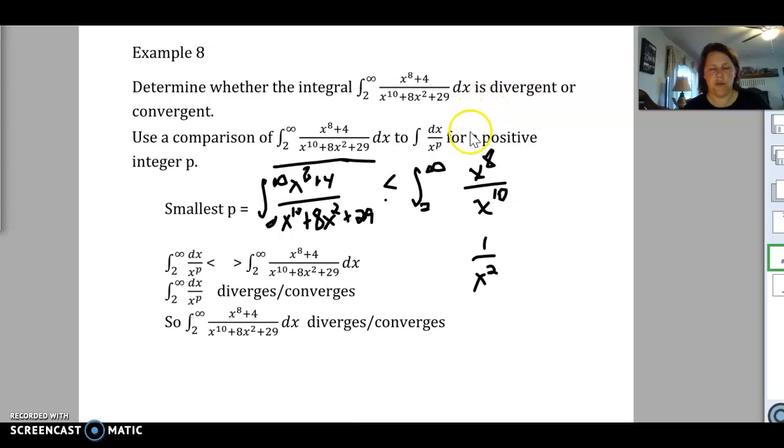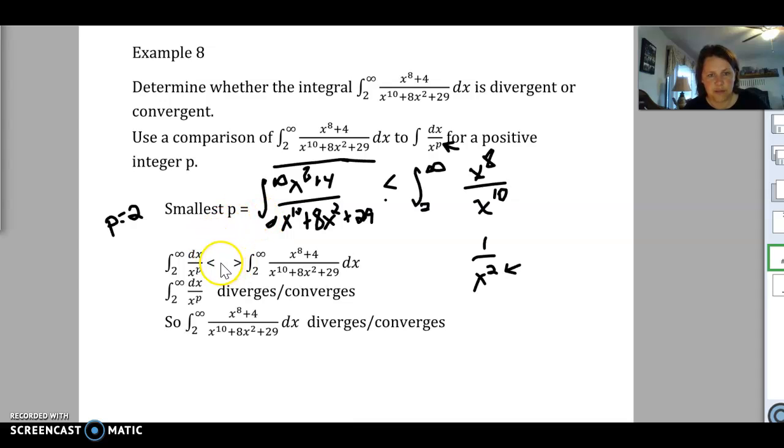So let's start looking at the questions that they've asked us here, because we are not going to integrate this. Don't worry about finding any of these integrals. We're just doing the comparisons. Use a comparison to the integral of dx over x to the p for a positive integer p. The p-value represents the exponent in the denominator, so that's going to be a 2 in this case. So the smallest p-value I can use is 2.